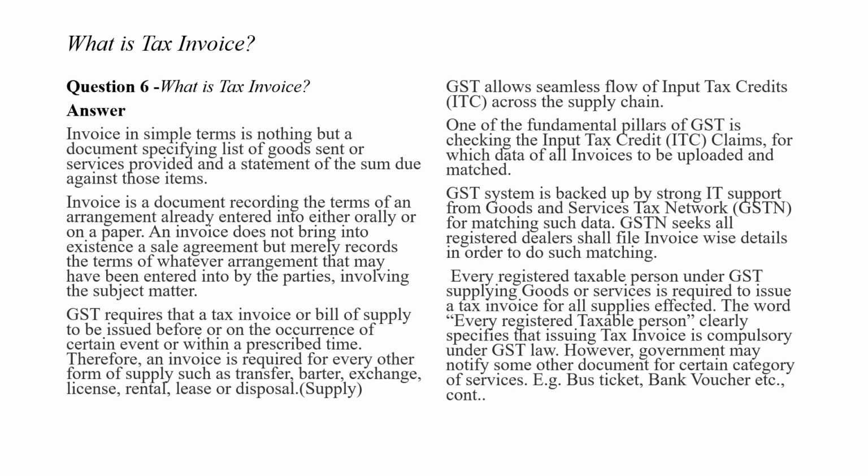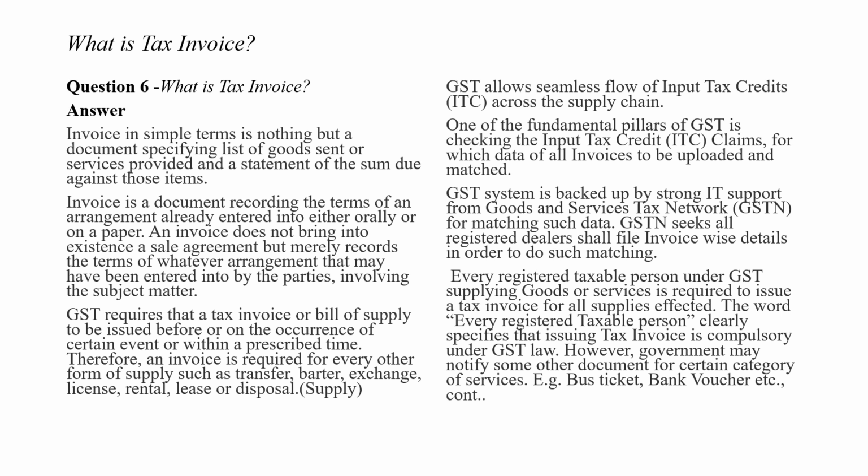GST allows seamless flow of input tax credit across the supply chain. One of the fundamental pillars of GST is checking the input tax credit claims, for which data of all invoices is to be uploaded and matched. The GST system is backed by strong IT support from the Goods and Services Tax Network for matching such data. On GSTN, all registered dealers shall file invoice-wise details in order to do such matching.